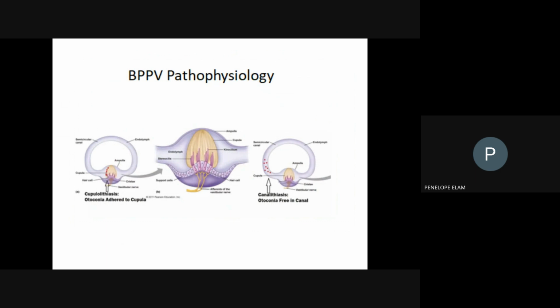But basically, as we talked about, you have a canalithiasis and you have a cupulothiasis. So the crystals can either be free-floating in the canal. This would be considered a canalithiasis. That means that they're just in the canal free floating. Then you could also have them where they get stuck and adhere to the cupula. This would be called a cupulothiasis. So they're both BPPV, but the crystals are just in a different spot in the semicircular canal. So once again, canalithiasis, they're free floating. Cupulothiasis, they are stuck to the cupula.